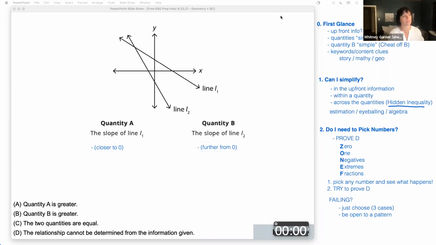smaller. Here's where I have to be really careful. That means that quantity A is greater because it is less negative. So line L1 is actually less negative. Okay, so we can start to think of some of these as just a straight comparison.